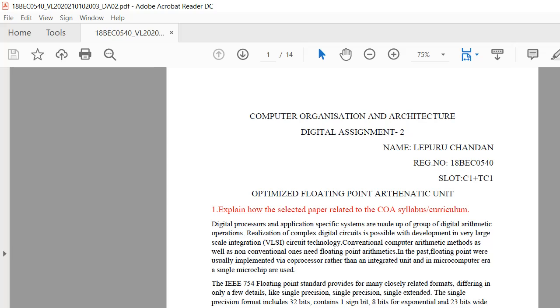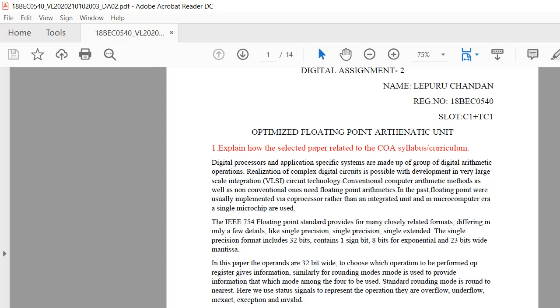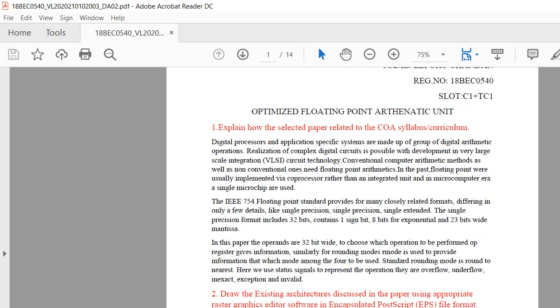Digital processors and application specific systems are made of a group of digital arithmetic units. In the development of very large scale integration circuit technology, conventional computer arithmetic methods are used. In the past, floating points were usually implemented via coprocessor rather than integrated unit. The IEEE 754 floating point standard provides mainly closely related formats differing in only a few details, like single precision and single extended. In the single precision, the format includes 32 bits, containing one sign bit, 8 bits for exponent and 23 bits for mantissa. In this paper, the operands are 32 bit wide.